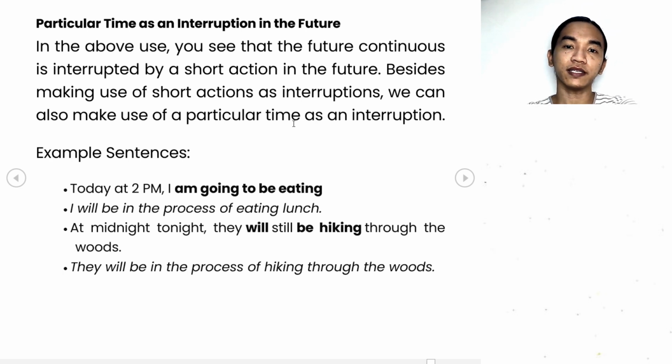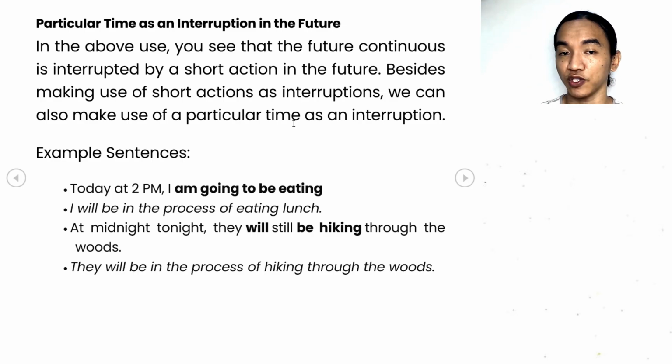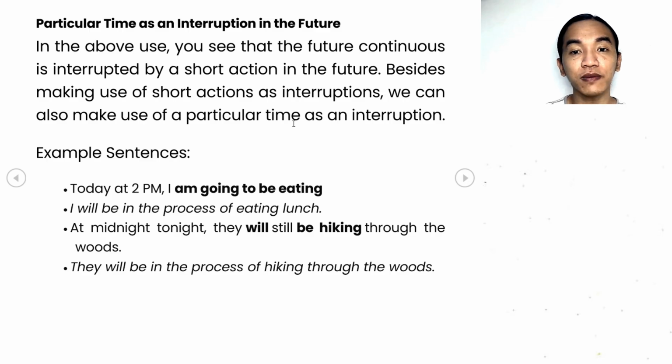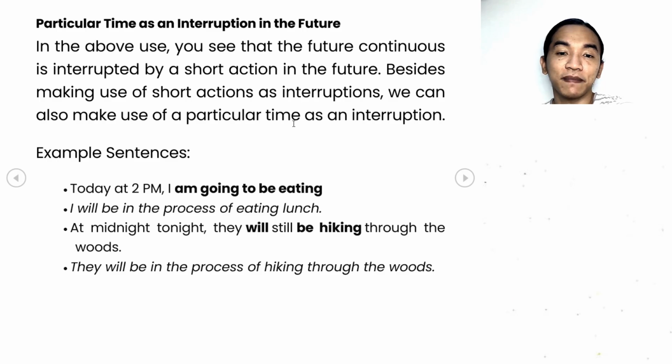Now, we also use the future continuous tense for a particular time as an interruption in the future. In the above use, previously, we saw that the future continuous is interrupted by a shorter action in the future. Besides making use of short actions as interruptions, we can also make use of a particular time as an interruption. Like, for example, today at 2 p.m., that is the interruption, I'm going to be eating. Okay, I will be in the process of eating lunch during that time in the future.